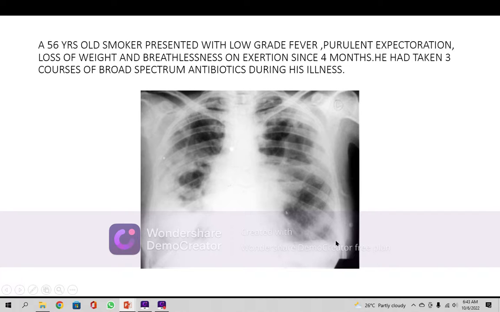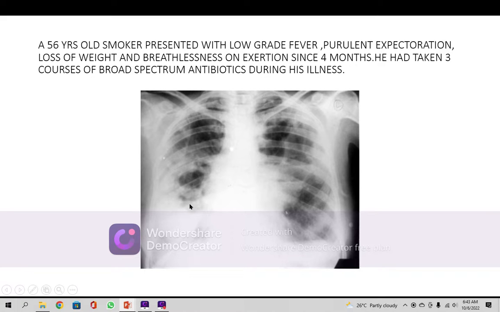On the other side, there is a flat dome of the diaphragm because of the compensatory emphysema on that side. So this is probably a chronic inflammation of the lung. Acute inflammation chances are less. The chances of chronic inflammation are more. And that is tuberculosis, which in this part of the world is very important.